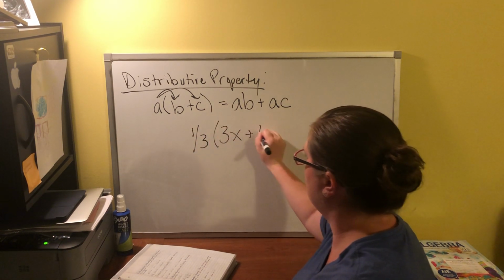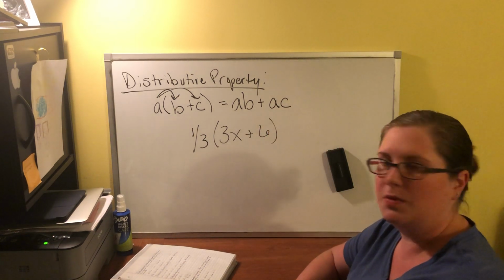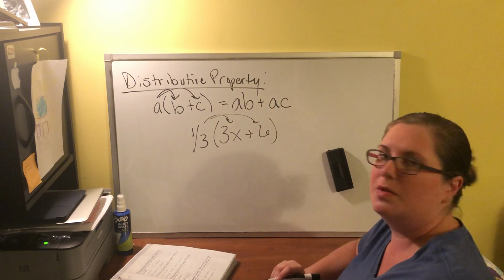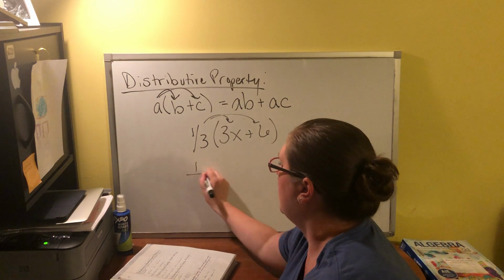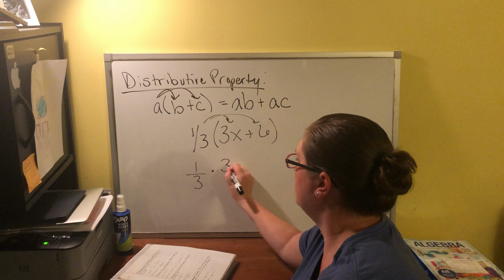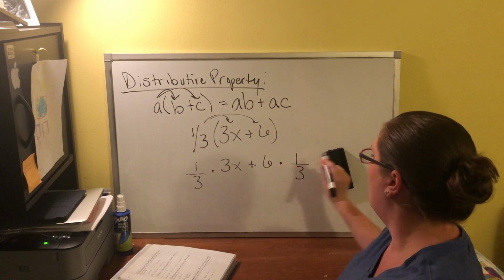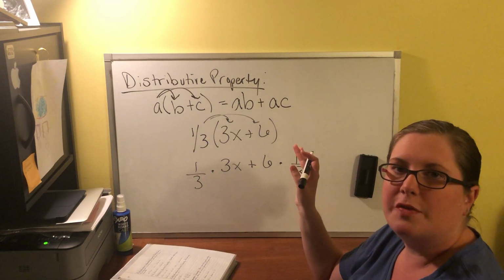So let's do 1/3 times 3x plus 6. Okay, so once again, I can't do anything in the parentheses. This time we're going to distribute a 1/3. So now I have 1/3 times a 3x plus 6 times a 1/3. So now I need to remember all my fraction rules.